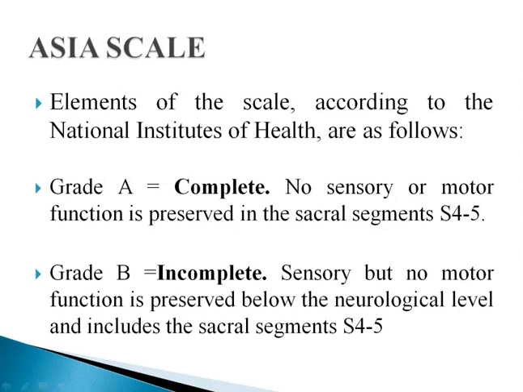Grade A indicates complete, that is, no sensory or motor function is preserved in the sacral segments S4, S5. Grade B indicates incomplete, that is, sensory but no motor function is preserved below the neurological level and includes the sacral segments S4, S5.